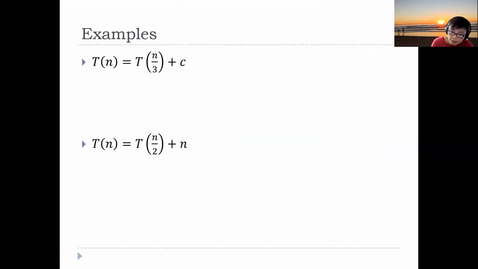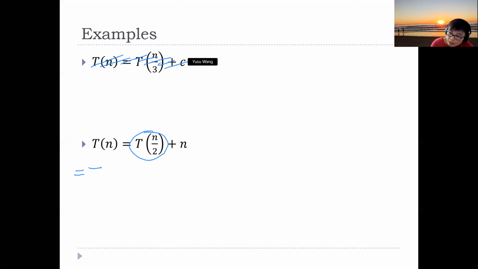Okay, let's look at this. We again do the same. We say that let's first unroll it a few times. We have to apply the relation to T of n over 2. So let's scratch this out.